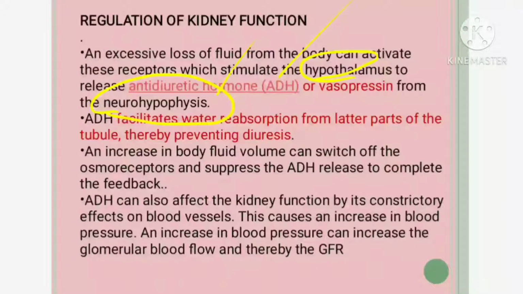So, I repeat, when the fluid in the blood is less, when the water is less, in the blood vessels which take blood to the brain, the hypothalamus detects that the water is less there. Immediately the hypothalamus will dictate the neurohypophysis to release a hormone called antidiuretic hormone. The other name of that hormone is vasopressin. This vasopressin will be released into the blood.